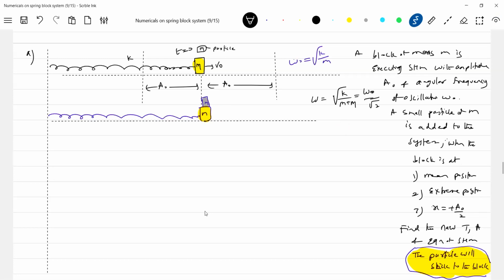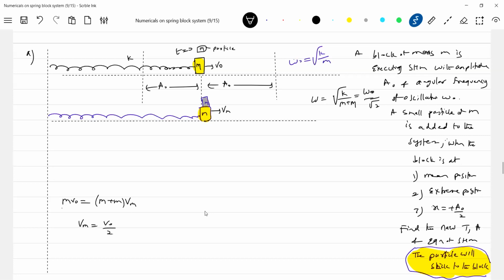What will happen to the common velocity? It has to change, Vm. So how to calculate this Vm? By momentum conservation, m V naught equals 2m into Vm. So Vm equals V naught by 2.